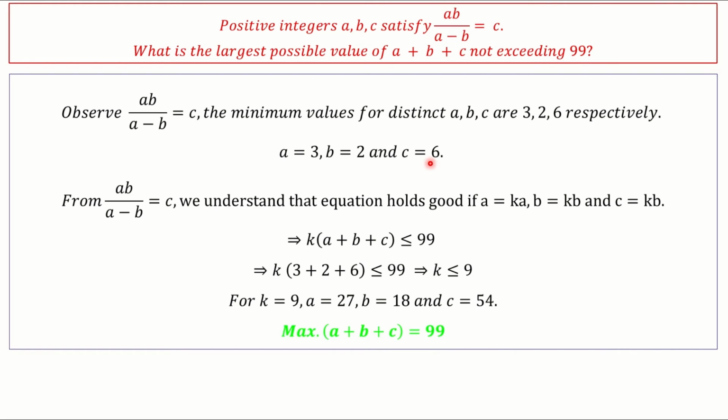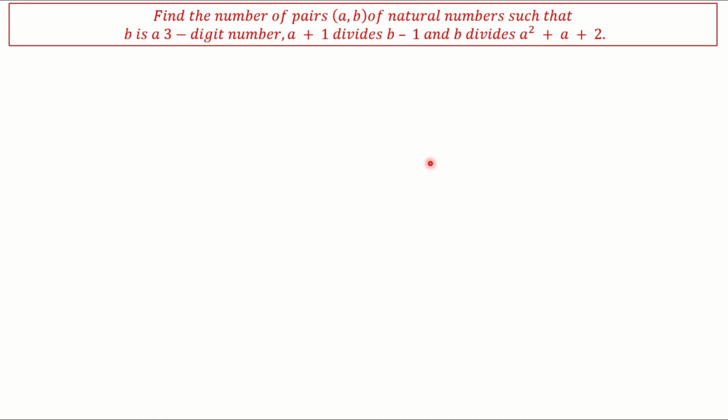This is easy, right? Next, find the number of pairs (a, b) of natural numbers such that b is a three-digit number, a plus 1 divides b minus 1, and b divides a square plus a plus 2.